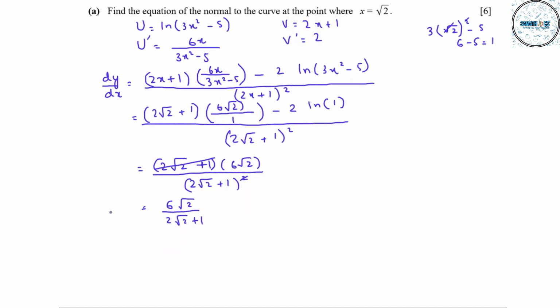This is the gradient of the tangent. For the gradient of the normal, we have to take the negative reciprocal of it. It means that it is minus (2√2 + 1) upon 6√2.